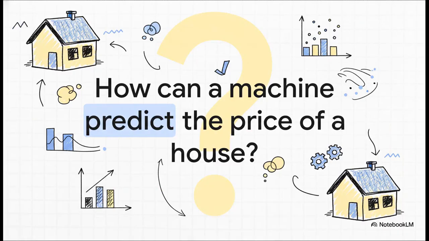So here's the puzzle. How in the world can a computer predict the price of a house it's never, ever seen? It's not magic, not at all. It's really about teaching the machine to be a detective, to find clues and patterns in the data it already has. That way, when it sees something new, it can make a really smart, educated guess.